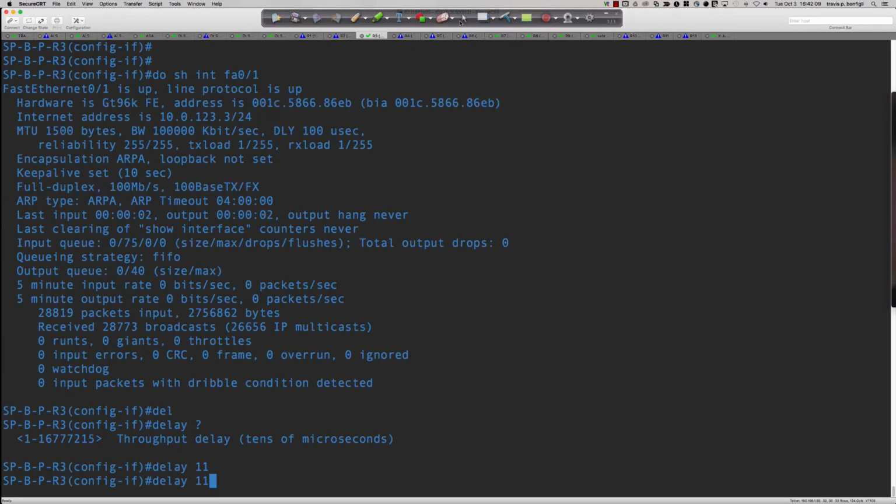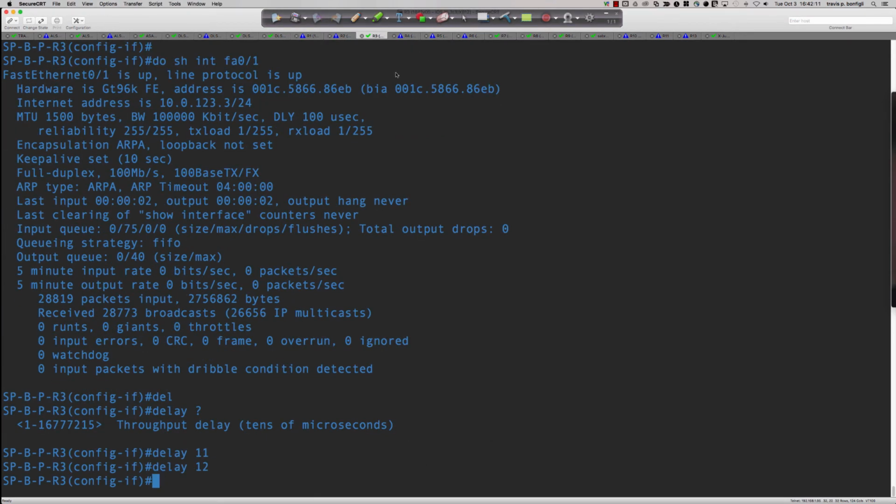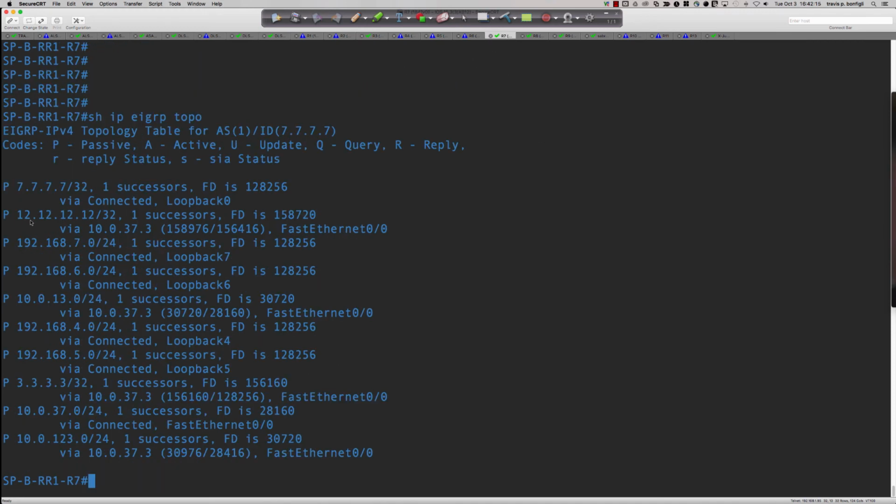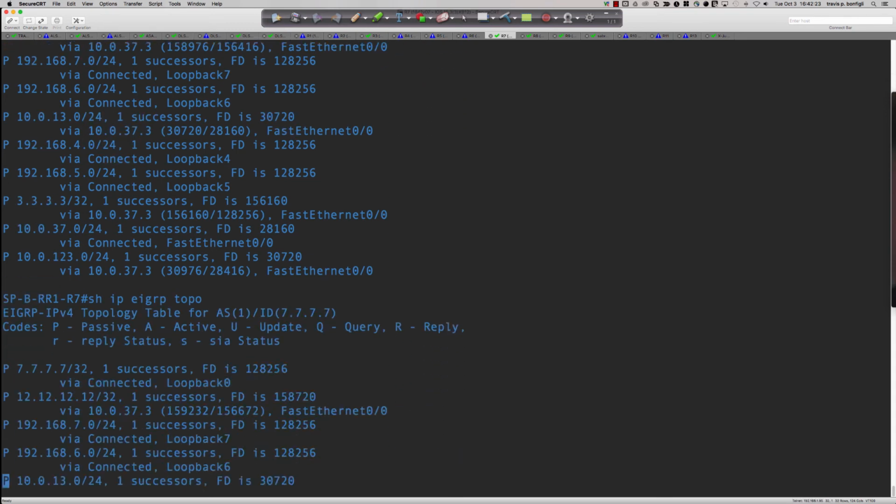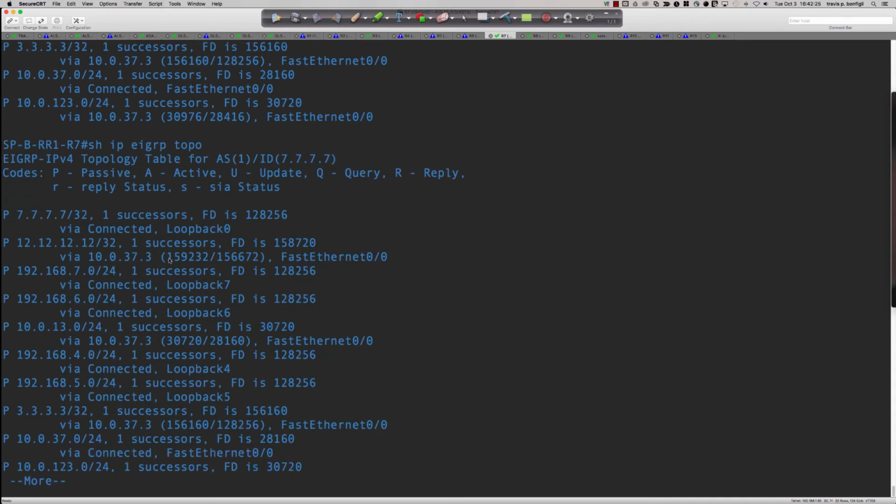So I'll say delay 12. So I'm manipulating the delay ever so slightly to ensure that this prefix doesn't go active, right? That it doesn't go active. And it's important. So now it's 159,232. But the feasible distance is still the feasible distance.